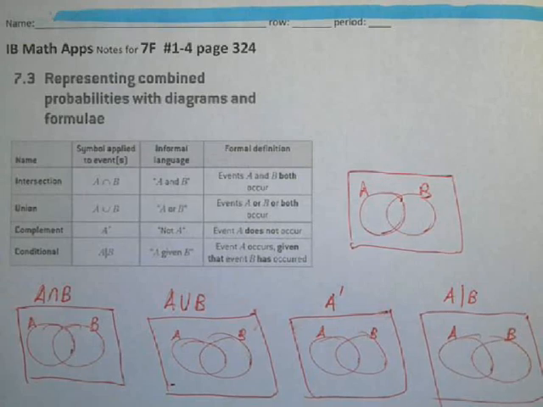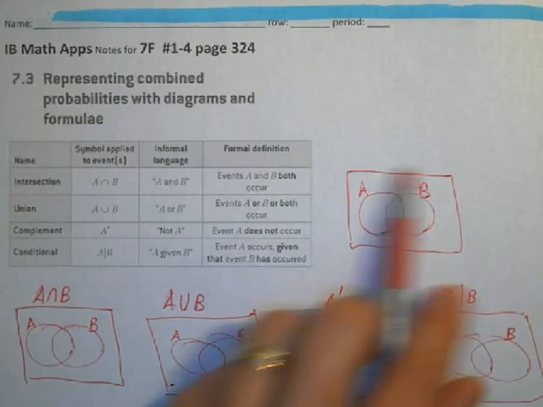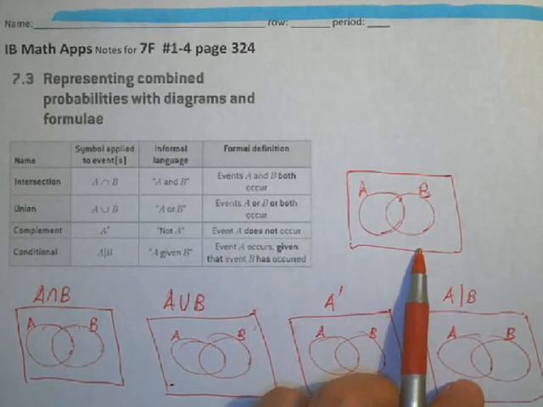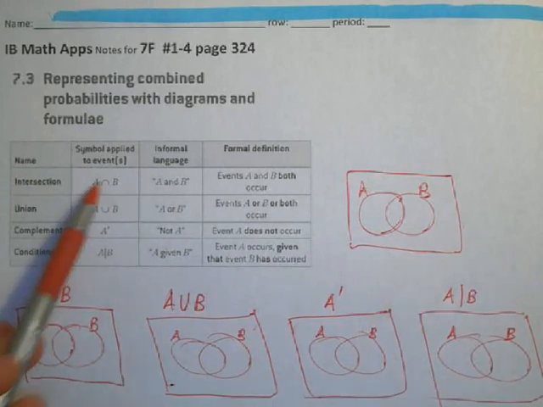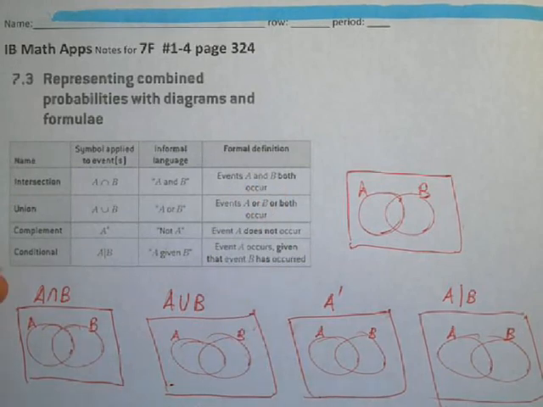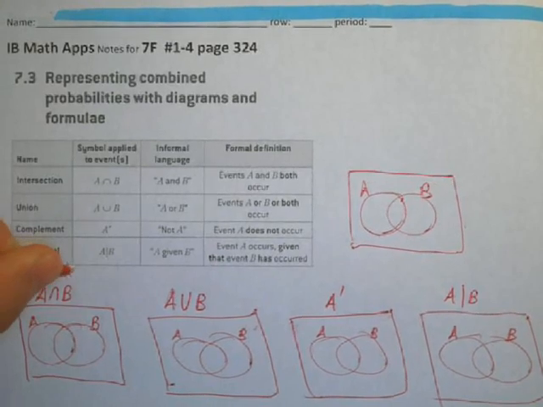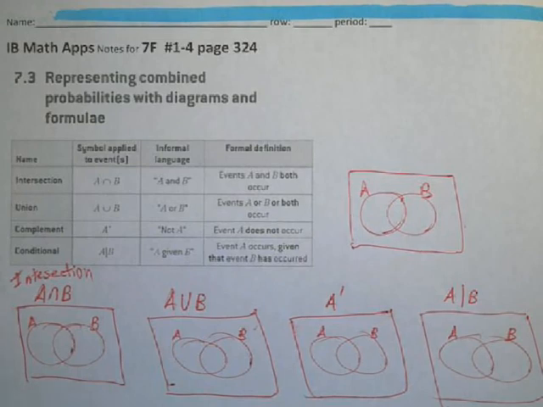Hello, Math Apps students. Today we're going to be talking about combined probabilities using diagrams and the laws of probability. We're going to be focusing on this kind of picture for this whole lesson. If I see this upside down U, this is talking about events A and B both occurring. This is called an intersection. Whenever you see the upside down U, you're talking about the intersection, which is the football region here in the middle, the intersection of A and B.